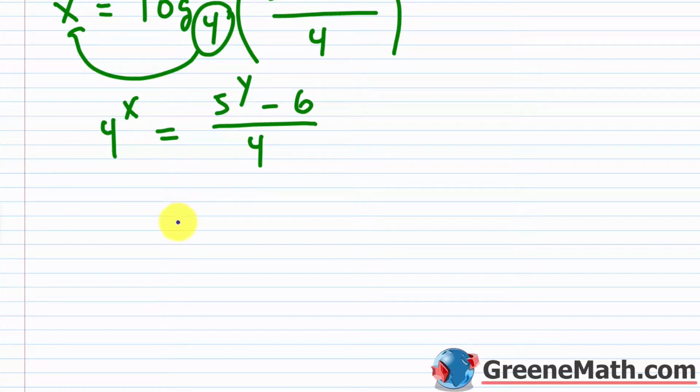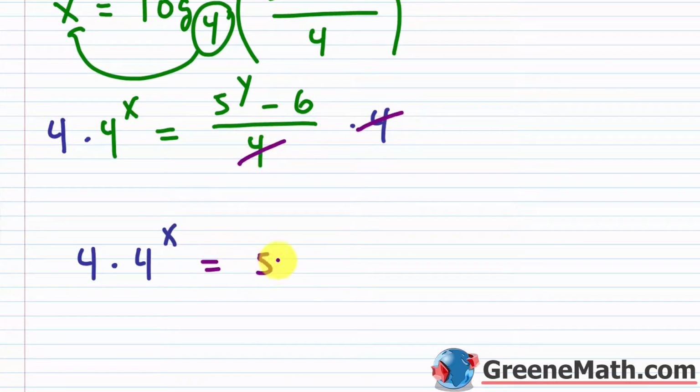But you have to be careful here. This is 4 to the power of x, so it's not going to be 16 to the power of x. You just want to say, I'm just going to multiply this side by 4 and this side by 4. It's basically just 4 times 4 to the power of x, okay? So don't say that's 16 to the power of x. That's a common mistake. So we want to cancel this out, and I'm just going to say this is equal to 5 raised to the power of y minus 6.